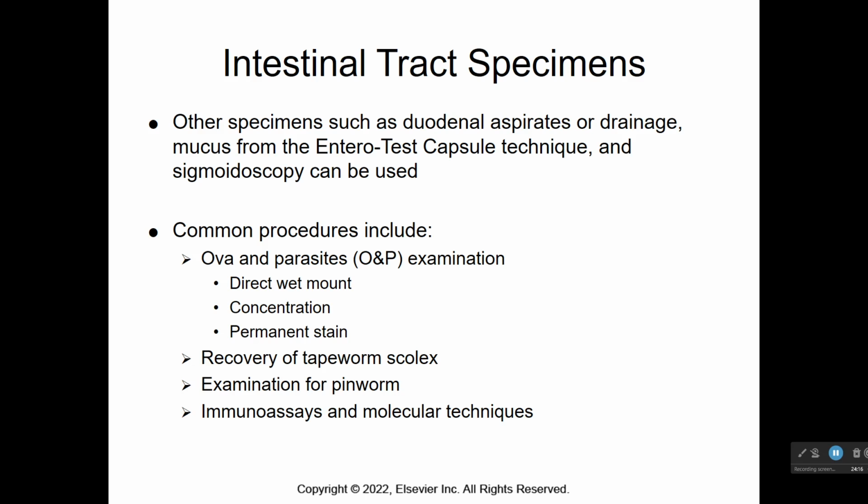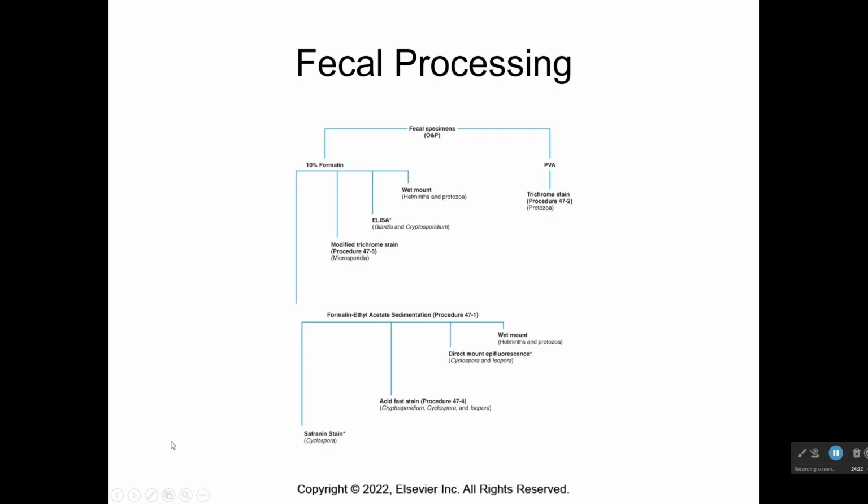We also have some molecular techniques and some immunoassays for our intestinal tract specimens. So with our fecal processing, we can do formalin, we can do a trichrome stain, we can do immunological tests. They're called ELISA methods, and we're going to talk more about those. We can do a wet mount. With our PVA preservative, we can do trichrome stains. There's a formalin also that can be used, as formalin ethyl acetate sedimentation, that you can do wet mounts. You can do immunological fluorescence tests. You can do acid-fast stains and safranin stains.